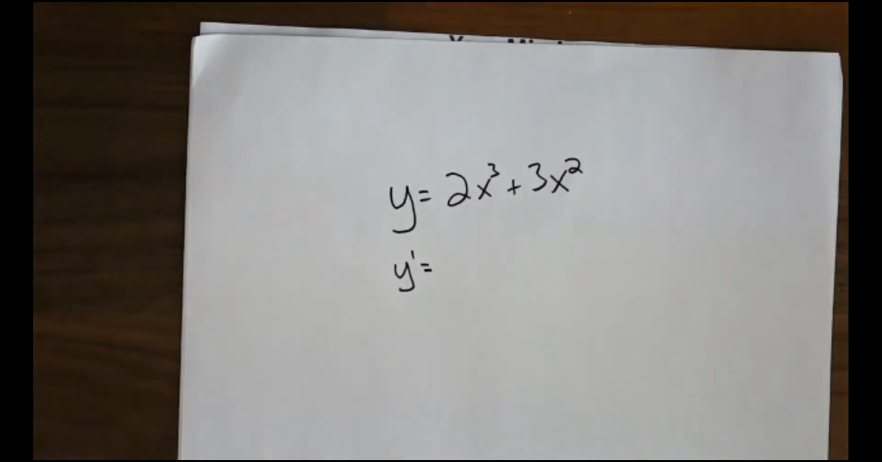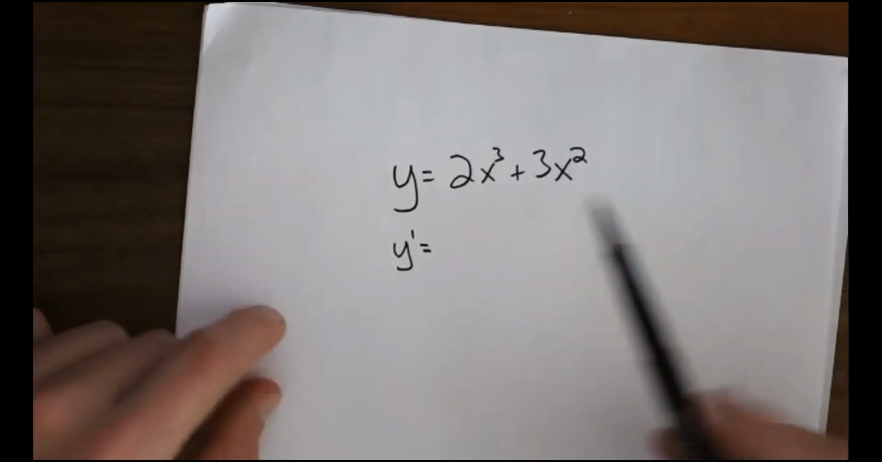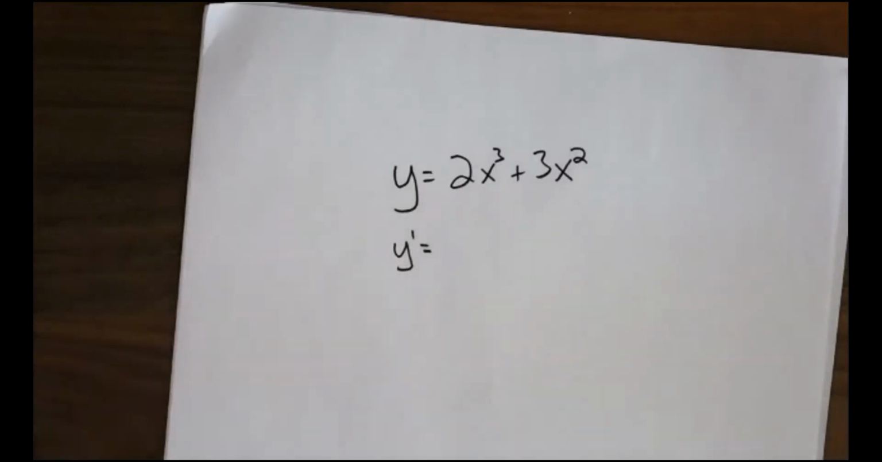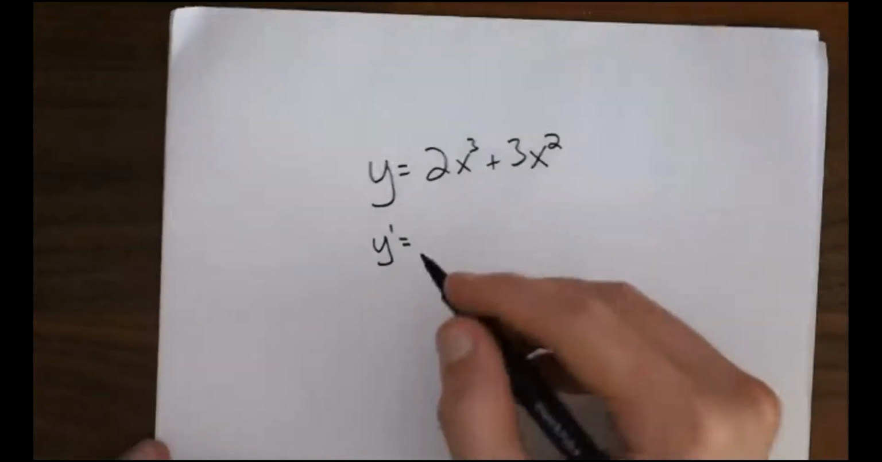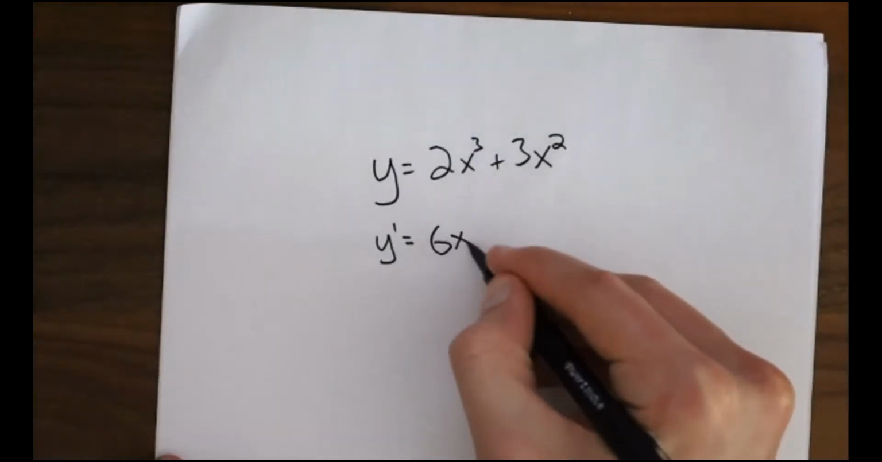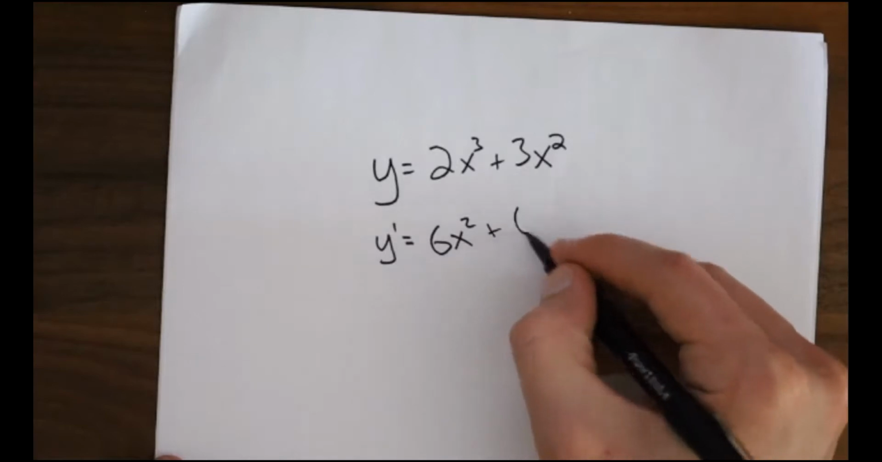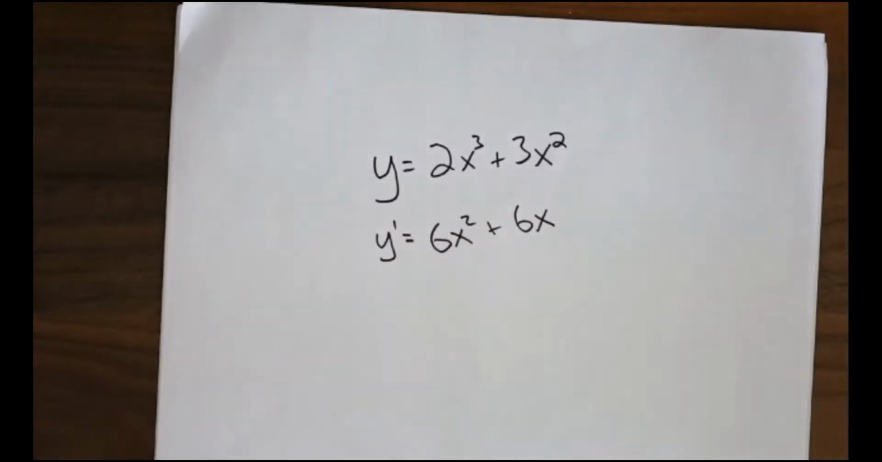If you know the answer, throw it in the chat window just to see how you guys are feeling about this. What is the derivative? So 2x cubed plus 3x squared, what is y prime? A lot of people are answering right away. That's a good sign. So I've got 6x squared plus 6x. I didn't mean to make it come out that way, but yeah. So we've got 6x squared plus 6x. That's the right answer.